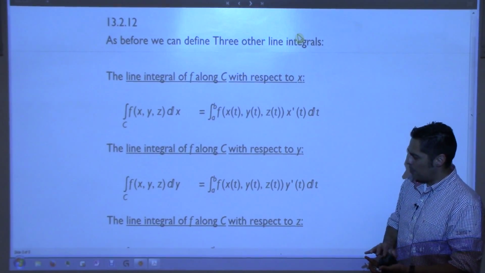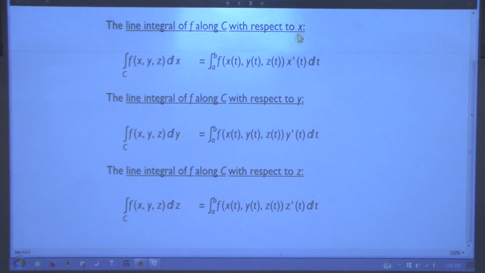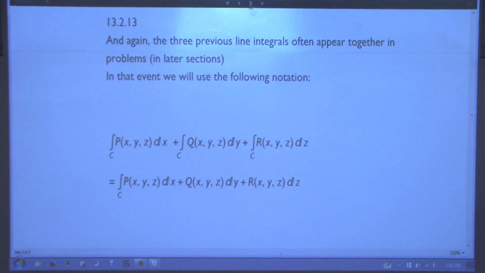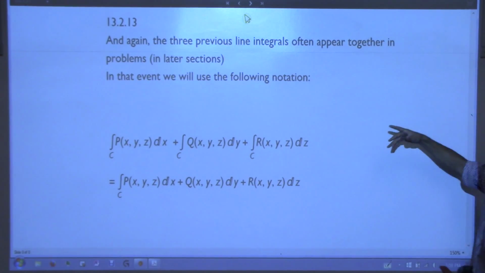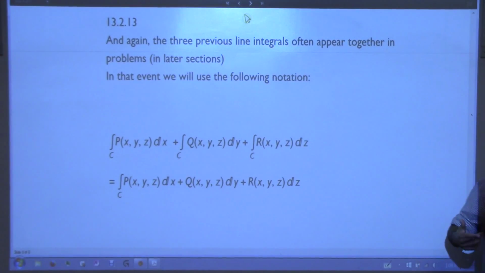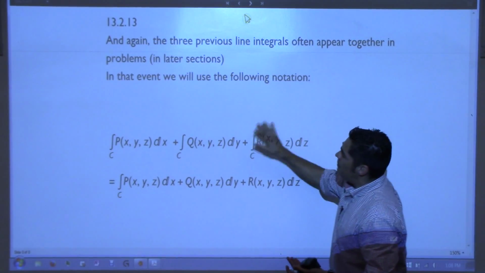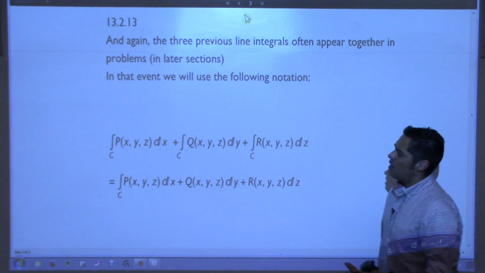So we have three new versions of line integrals. Why do you have to split it? Okay? So again, the previous three line integrals are used in later sections, that we will use them. In that event, we will use the following notation.